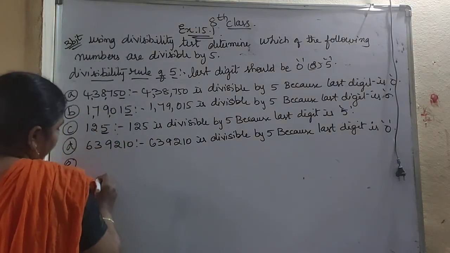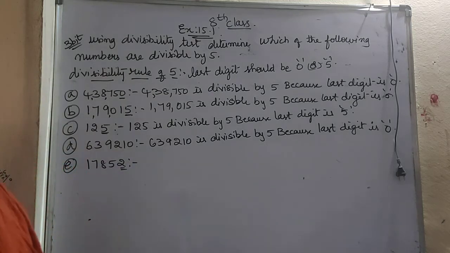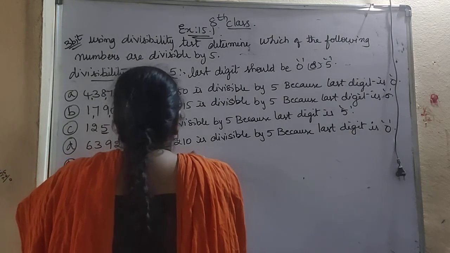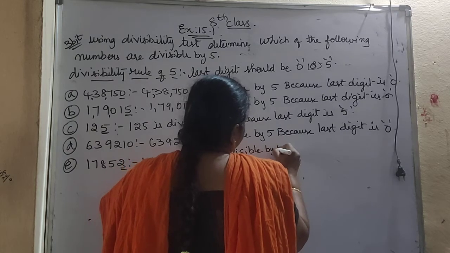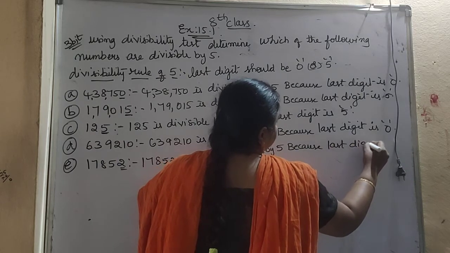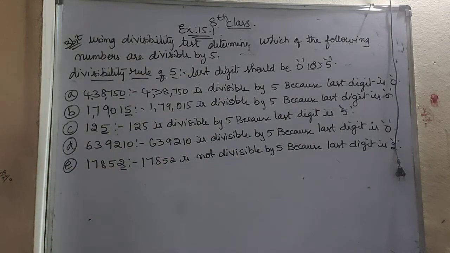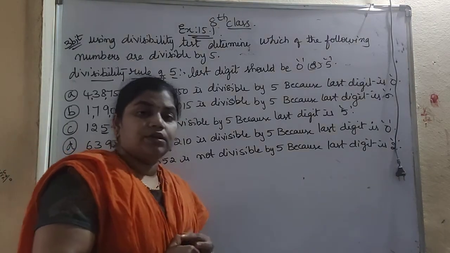Okay, so next E bit. What is E? 17852. What is the last digit? Last digit is 2, but in our condition it should be 0 or 5. So it is not divisible by 5. So 17852 is not divisible by 5 because last digit is 2. Okay, so this is our third bit. We just have to check which are divisible by 5 and which are not. Only one question is not divisible, all others are divisible in this.